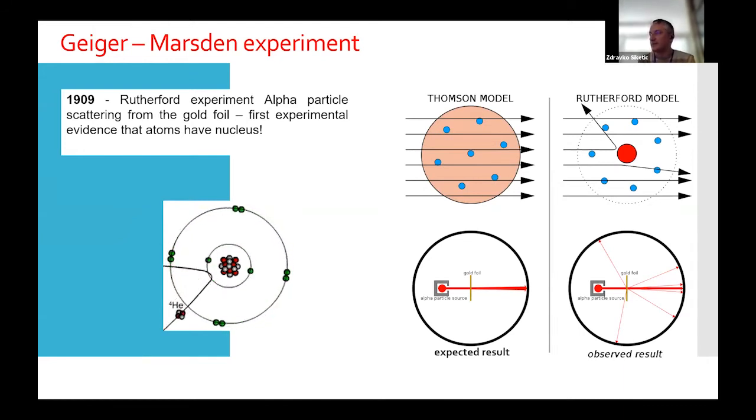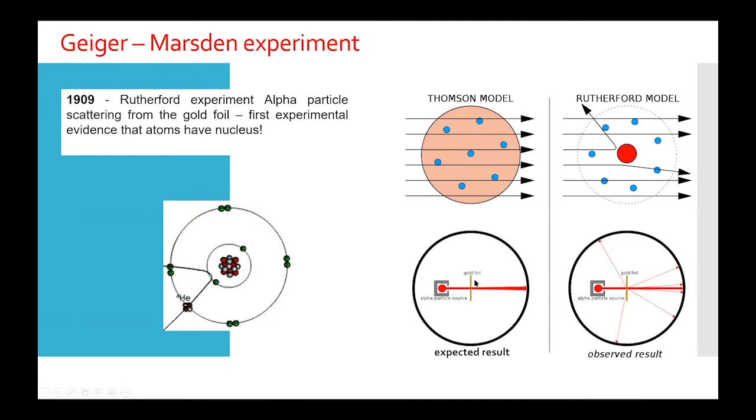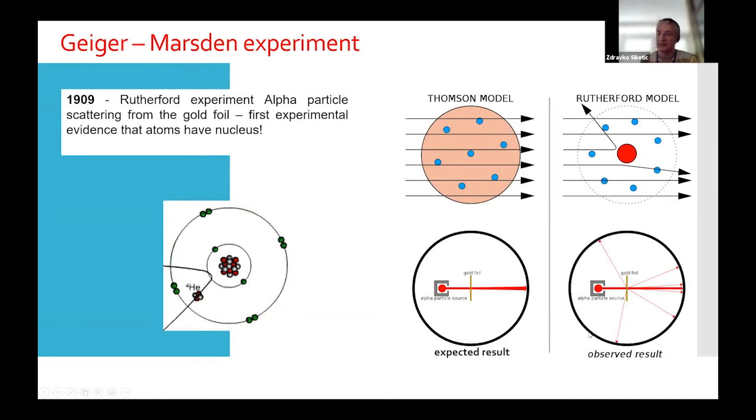And if you have a source of alpha particles, a radioactive source, all particles should pass through and none of them should be backscattered. But when Rutherford performed the experiment, what he observed with an alpha particle source hitting the gold foil was that some of the particles were backscattered. That was completely unexplainable by the Thomson model of the atom.